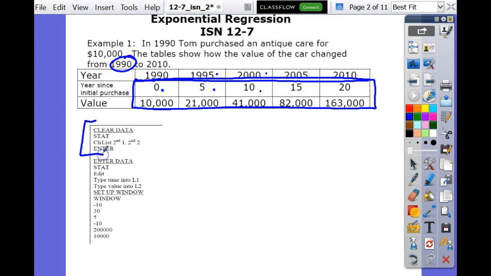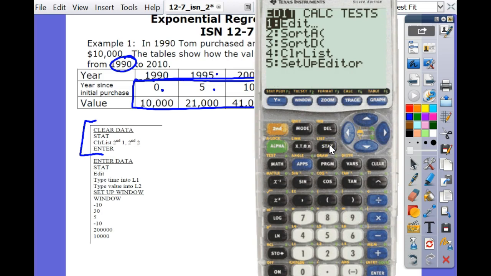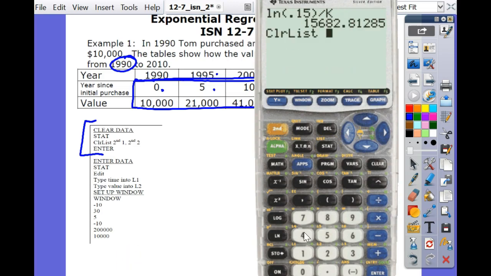Okay, how do we enter it into our calculator? Well, the first thing we're going to do is clear the data that somebody else put into the calculator. So you're going to push the stat button. Stat button is right here, kind of top middle. And we're going to clear, so we're going to choose 4. And we're going to clear the first list, so we're going to push second 1, comma. The comma is right above the 7. That's where the comma is supposed to be. Second 2, enter, and the lists are cleared.